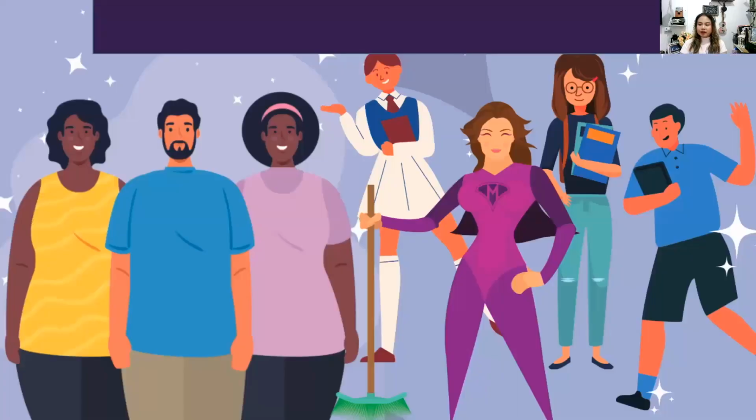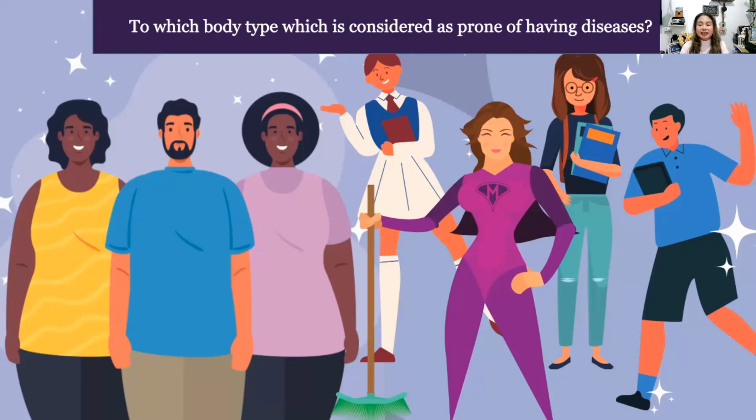So now, I'd like you to look at this picture. What do you observe? Yes, these people have different body types. The question is, which body type is considered prone to having disease? Absolutely. Those who have a bigger body, somewhat overweight, obese, and extreme obese.